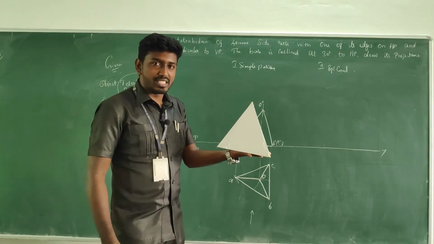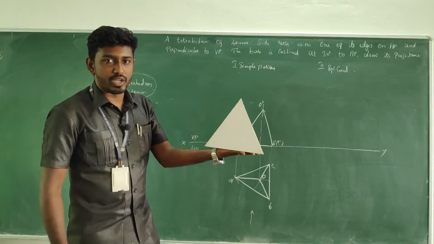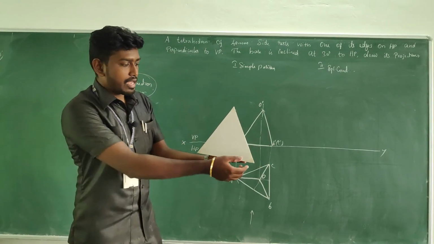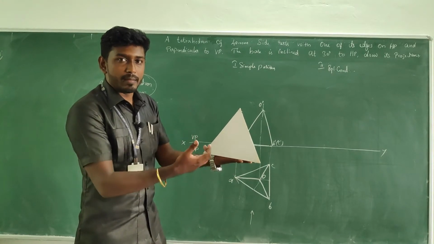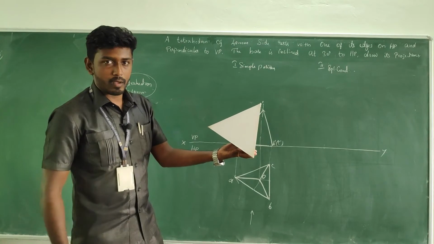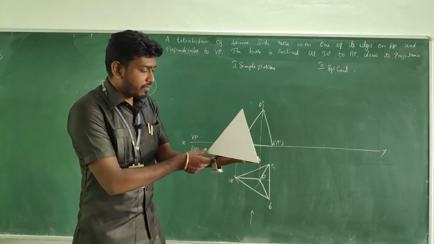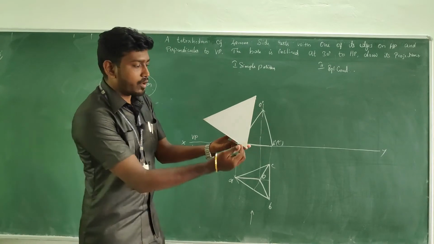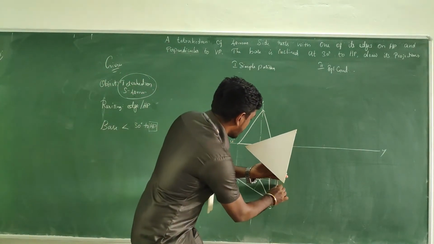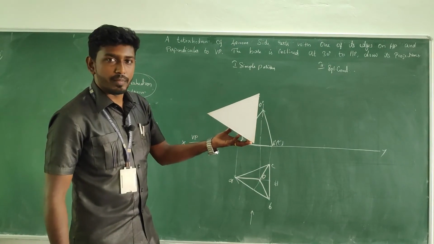Now the observation is done for the top view and front view by keeping the object axis perpendicular to HP, something like this. What has to be done? Its base is to be inclined 30 degrees. At that time one of the edges should rest. When you are tilting like this, naturally you will get the edge CB resting on HP. So this is how we are going to make it.